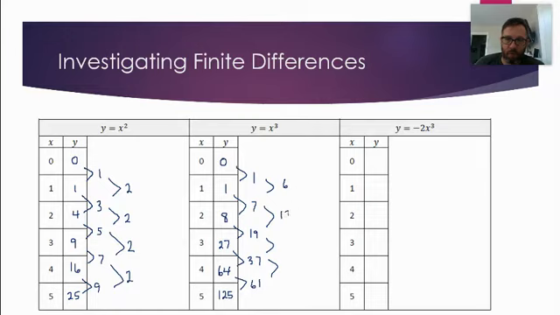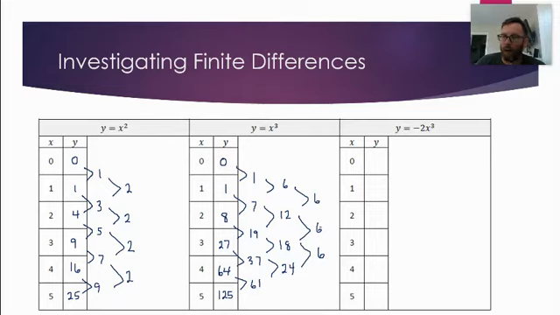6, 12, 18, 24. Now this function is not quadratic, so we wouldn't expect to see the second differences being equal, but you might see a pattern right now. In fact, when you calculate the third differences for a degree 3 polynomial like x cubed, we get 6, and they're all the same.